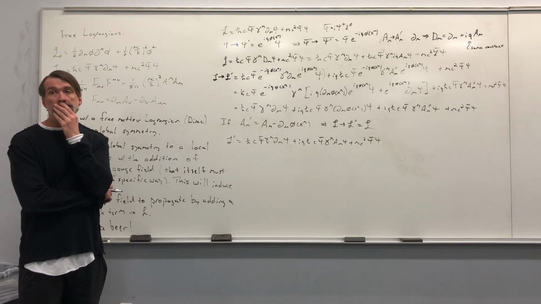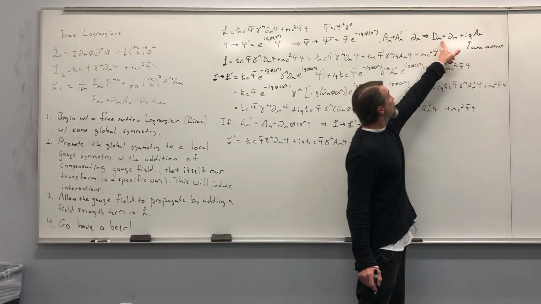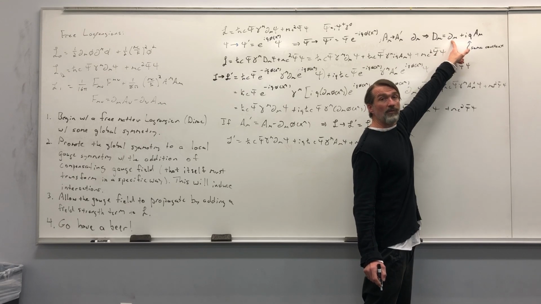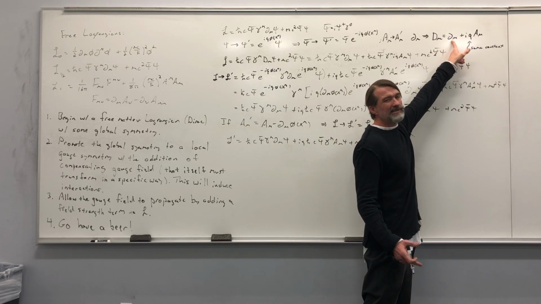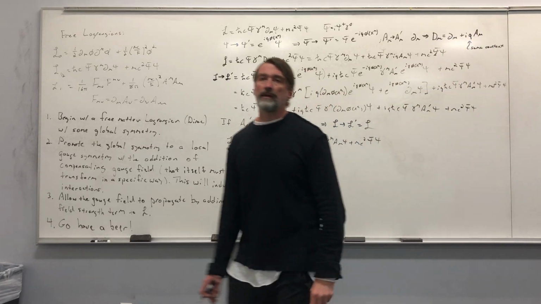Yes? How do we know to introduce another A instead of, for example, another spinor? Because you're fixing the derivative. The derivative operator is vector-like. It's dual vector-like, actually. So whatever you're adding to it has to be dual vector-like. Okay.